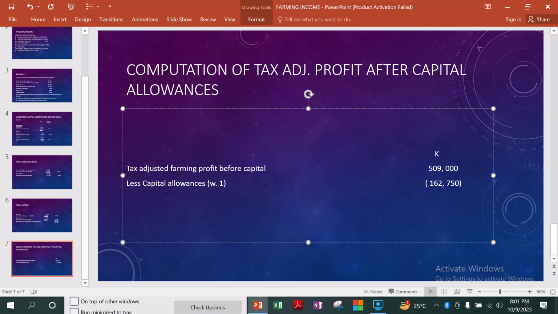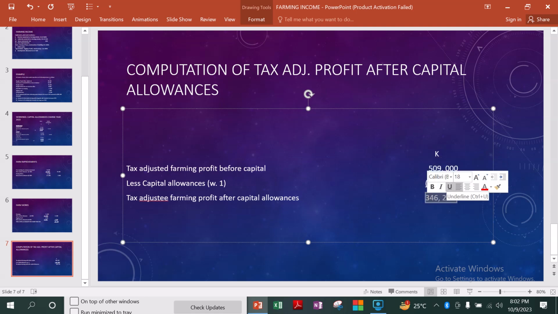What do we get? We have tax adjusted farming profit after capital allowances. Okay. So that's what we are going to have. What figure is this? We're going to have 346,250. So that's what we're going to end up with after removing the figure for capital allowances. We end up with this particular figure to answer part A. Okay, that is part A.